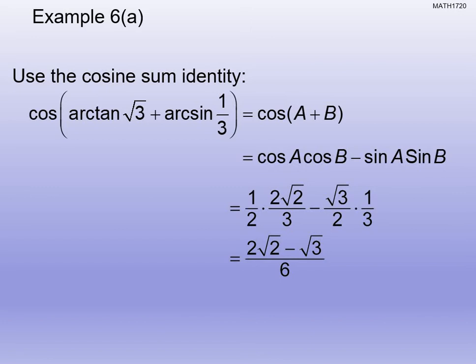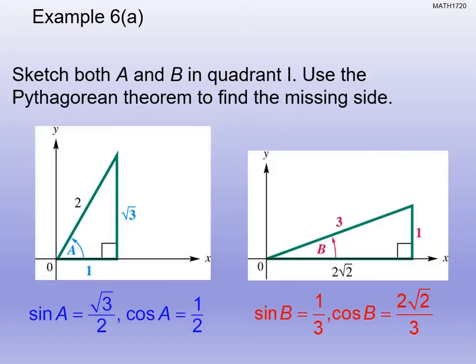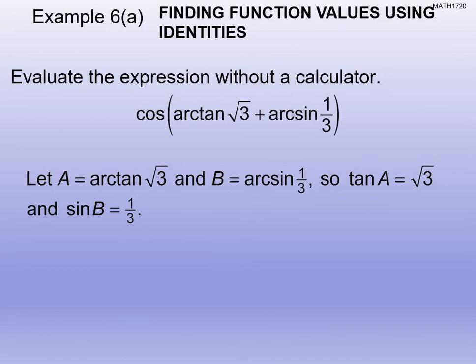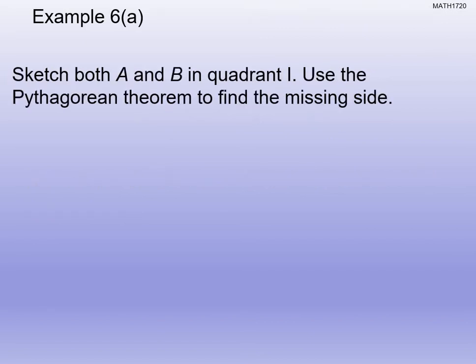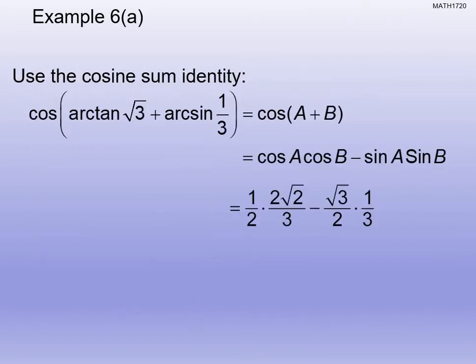I'm going to step back a couple slides. You had to understand that we had to find our theta and set up our triangle using the arc tangent of square root of 3 and the arc sine of 1/3. That's really what you had to do: recognize that means that angle, and I'm given the ratio, and you had to use that ratio to find these missing pieces to plug into this cosine sum identity. All right, so let's do another one here.